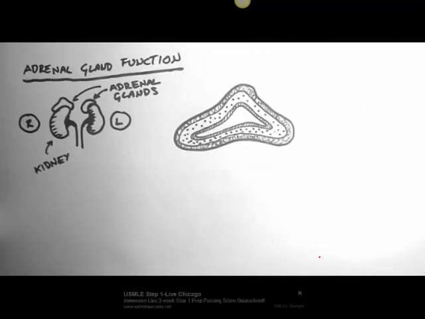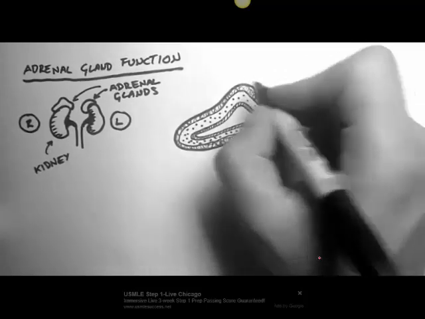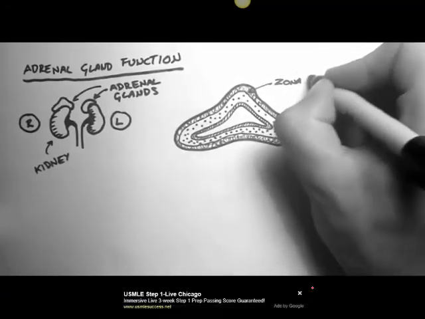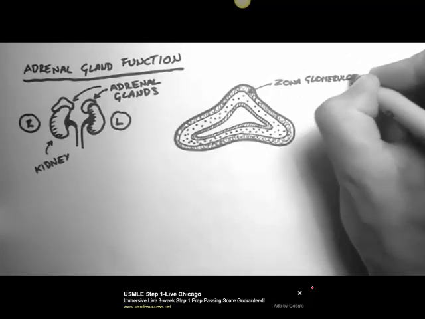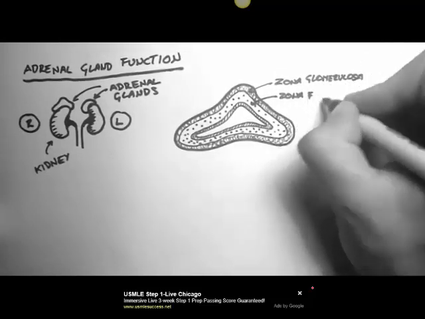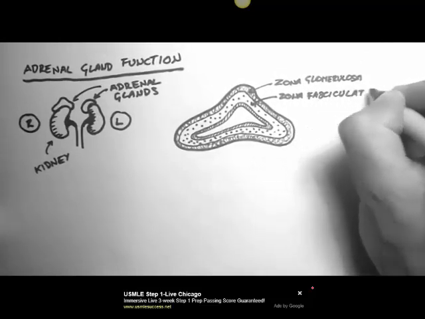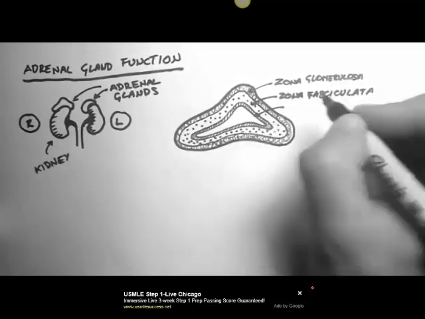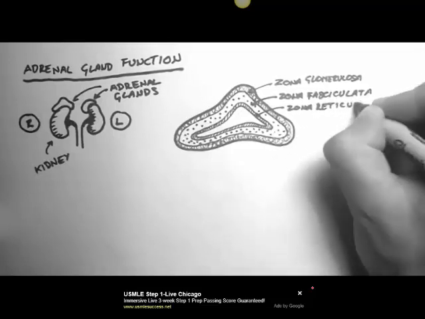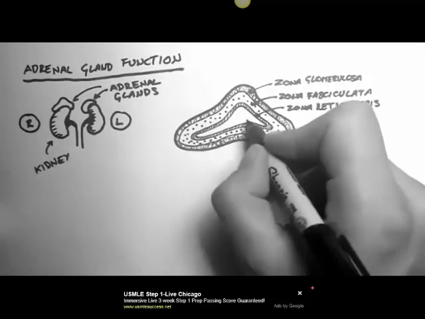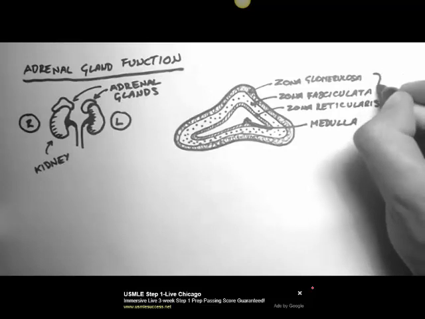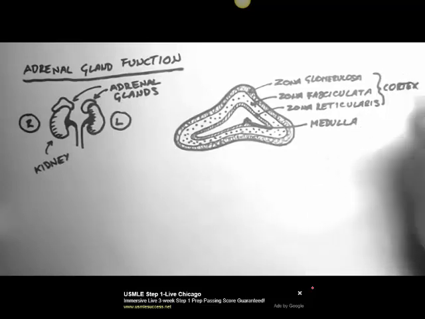The adrenal gland is made up of 3 layers of cortex and then an inner medullary layer. The most outer layer is the zona glomerulosa. The next layer is the zona fasciculata. The third layer is the zona reticularis. And then the adrenal medulla is situated in the center. These 3 layers make up the adrenal cortex.